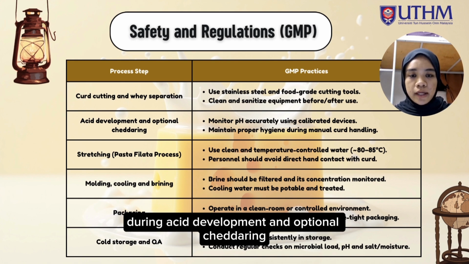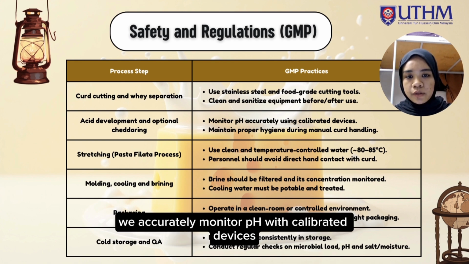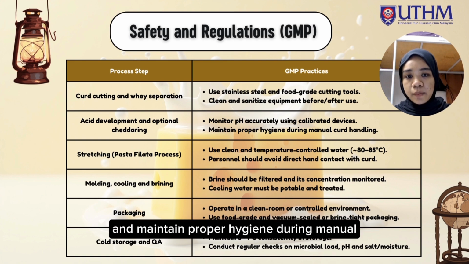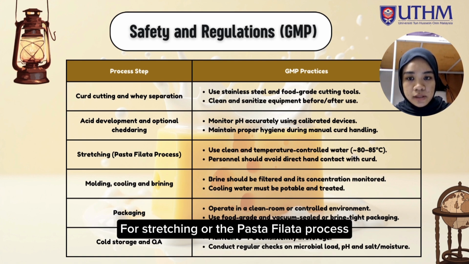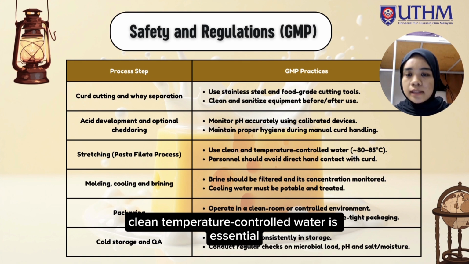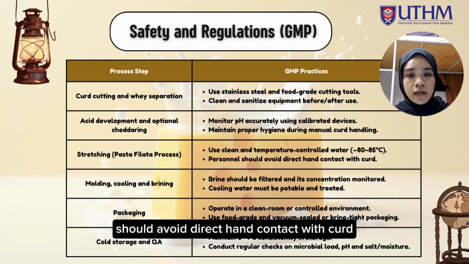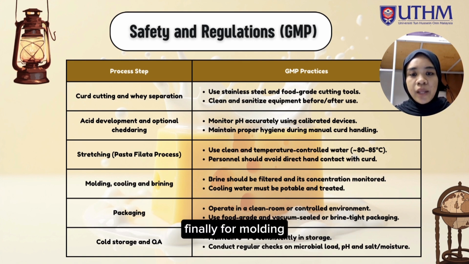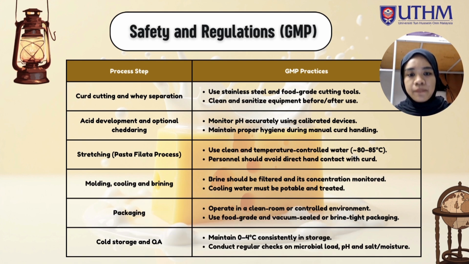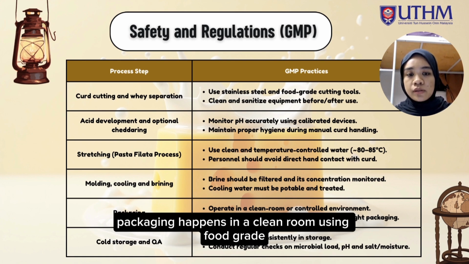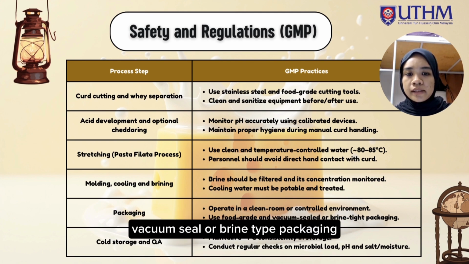During acid development and optional cheddaring, we accurately monitor pH with calibrated devices and maintain proper hygiene during manual curd handling. For stretching, or the pasta filata process, clean temperature-controlled water is essential and personnel should avoid direct hand contact with curd. Finally, for molding, cooling, and brining, brine must be filtered and its concentration monitored, and cooling water must be potable. Packaging happens in a clean room using food-grade vacuum seal or brine-tight packaging.